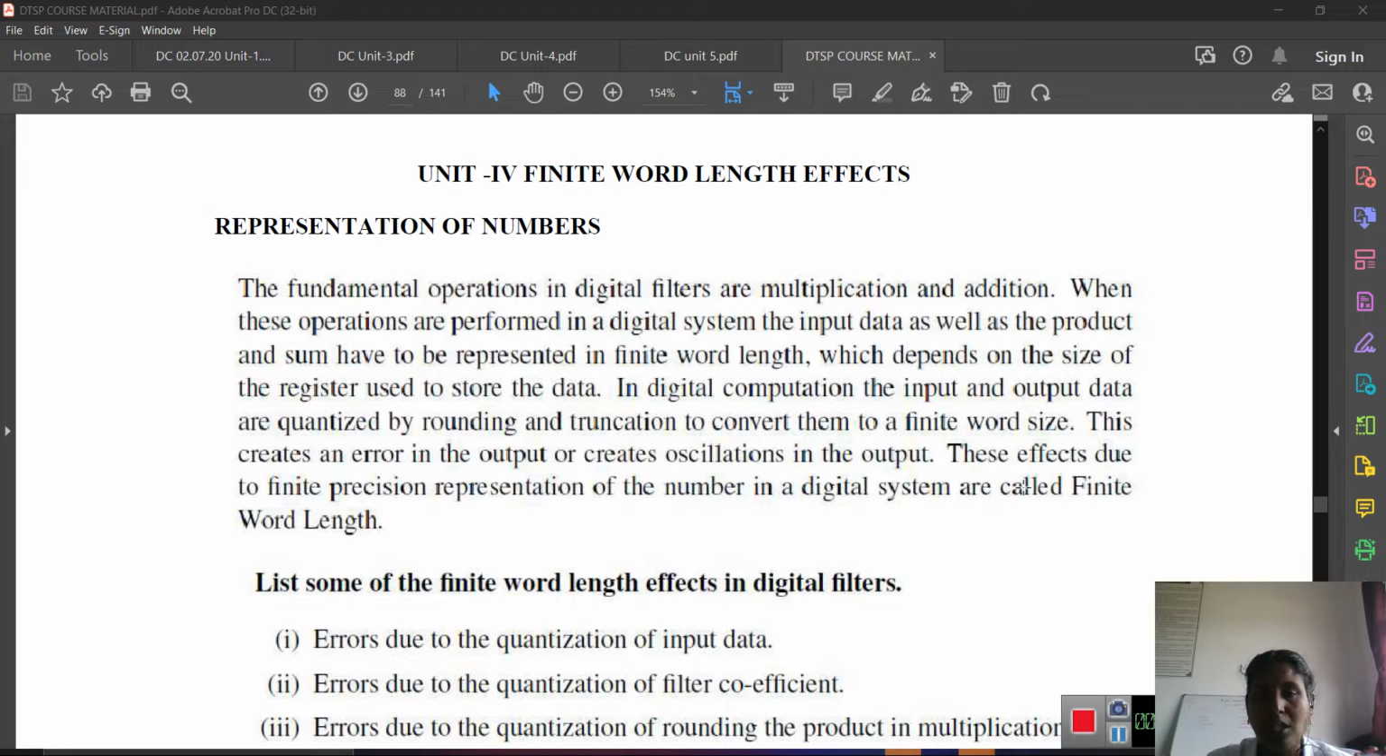That is the difference, right? This creates an error in the output or creates oscillations in the output. That is the major role, that is oscillation in the output. These effects due to finite precision representation of numbers in a digital system are called finite word length effects. So, finally, oscillation follows.